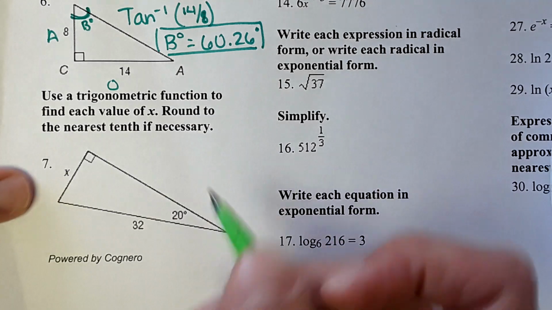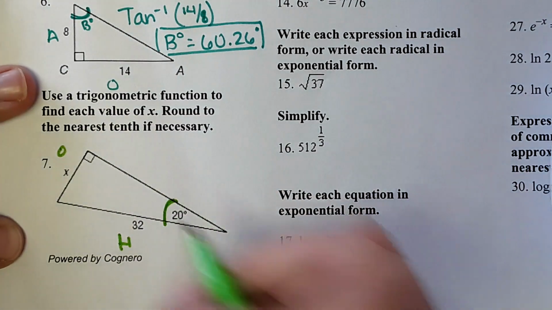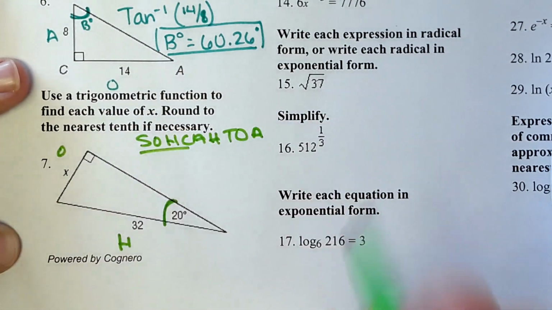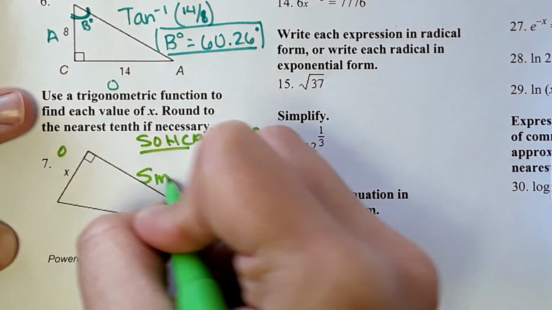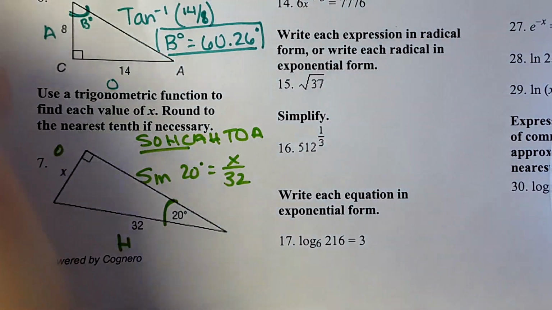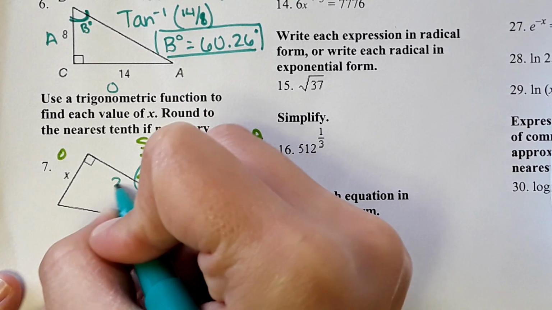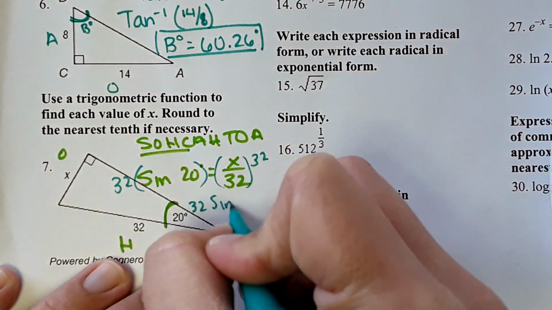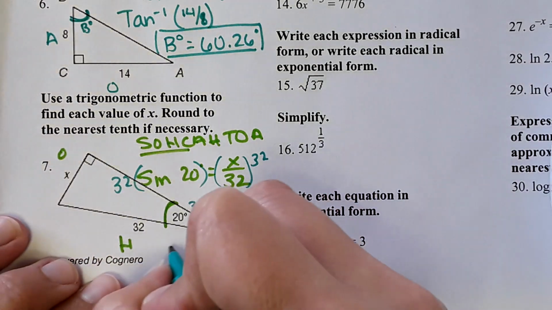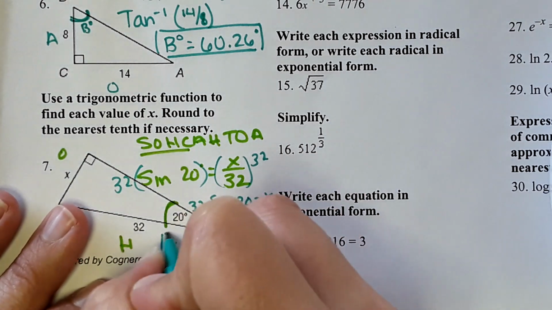Next, it wants to find this measure based on this angle. We have opposite and hypotenuse. So based on SOHCAHTOA, we need to use sine. So sine of 20 degrees is x over 32. Multiply both sides by 32. And x equals 10.94.